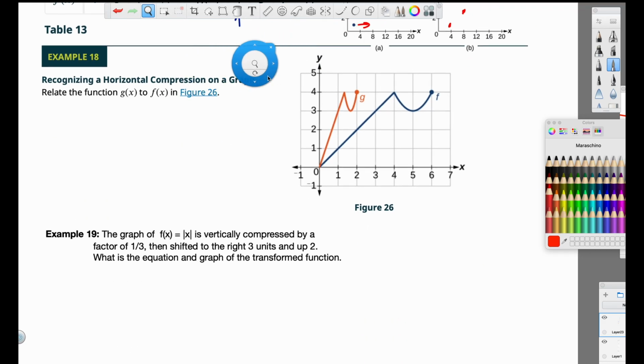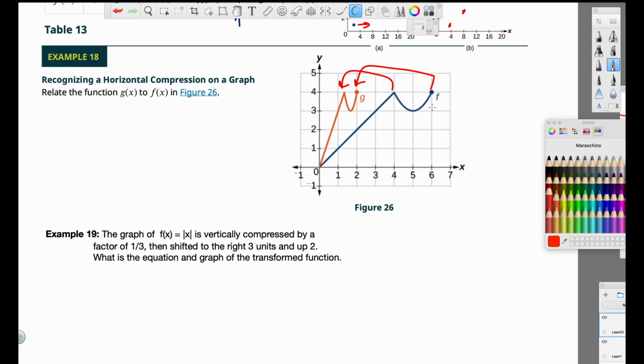Now I've got another table here. It says recognize horizontal compression. Okay, so we're relating the function g of x to f of x. So what is happening to f of x to get g of x? This point right here is going there. This point right here is going here. And of course 0 is still at 0.